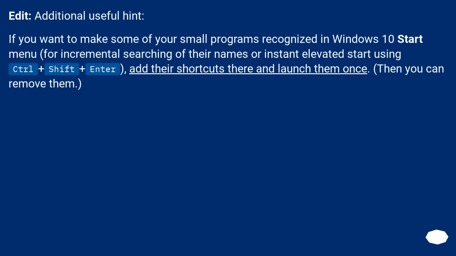Edit. Additional useful hint. If you want to make some of your small programs recognized in the Windows 10 Start menu, for incremental searching of their names or instant elevated start using Ctrl+Shift+Enter, add their shortcuts there and launch them once. Then you can remove them.